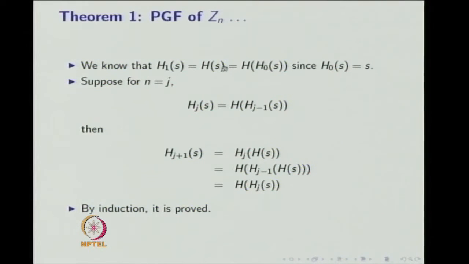We know that H1 of s is H of s, that is the same as H of H naught of s, because H naught of s is nothing but s. Suppose this is true for n equal to j, that means Hj of s is H of j minus 1 of s, then we can find out what is H of j plus 1 of s. That is nothing but Hj of H of s, that is the same as H of j minus 1 times H of s, that is the same as Hj of s. By induction, it is proved.